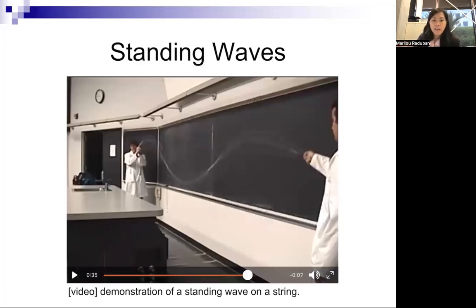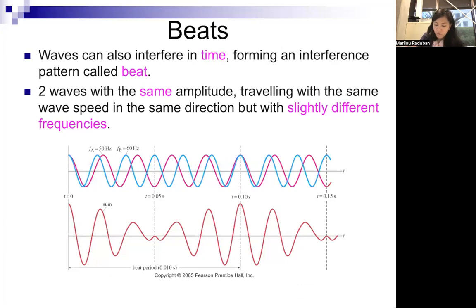So with that, are we happy with the concepts of standing waves? Standing waves are the interference between a wave and its reflection. When waves interfere in time, they can also form an interference pattern called the beat.